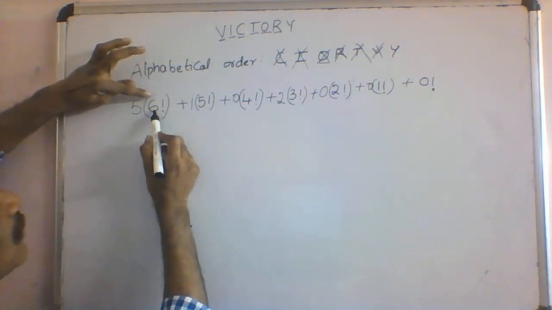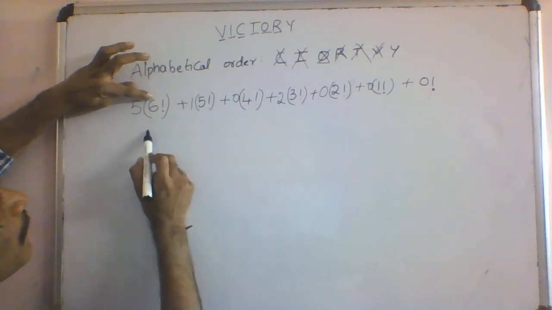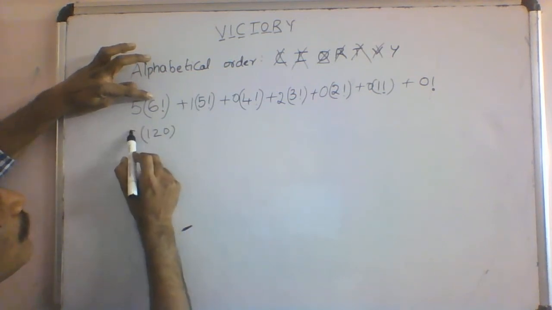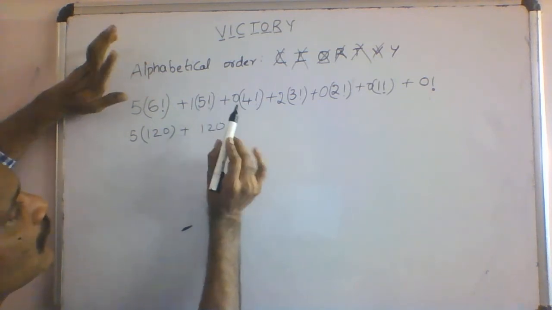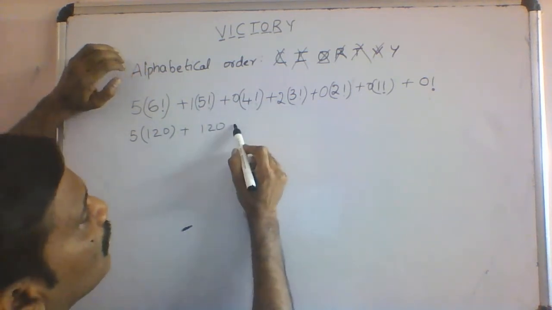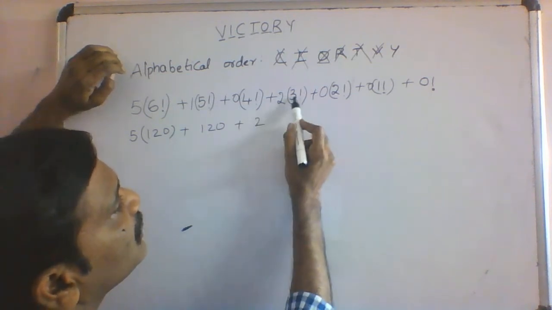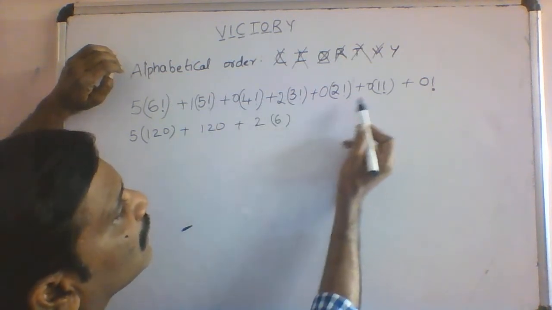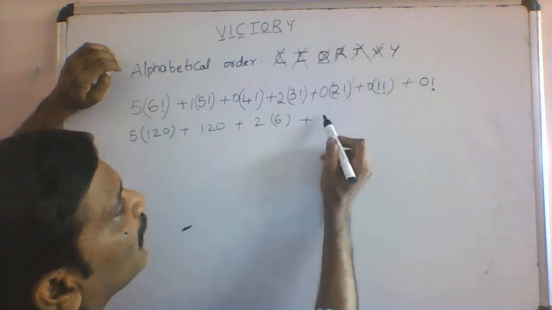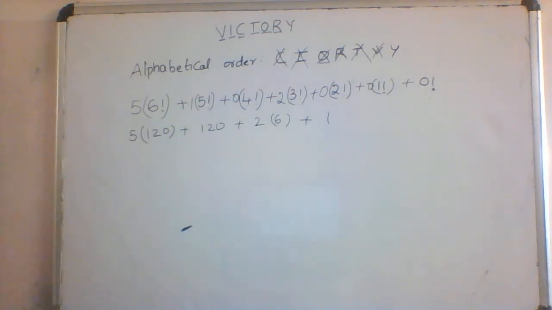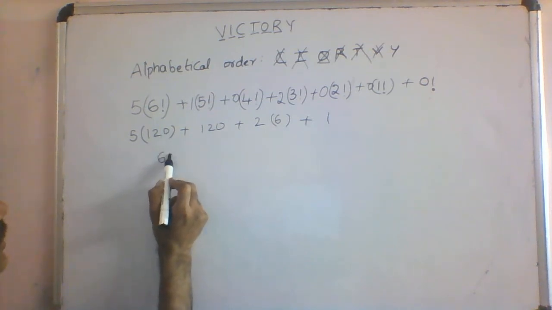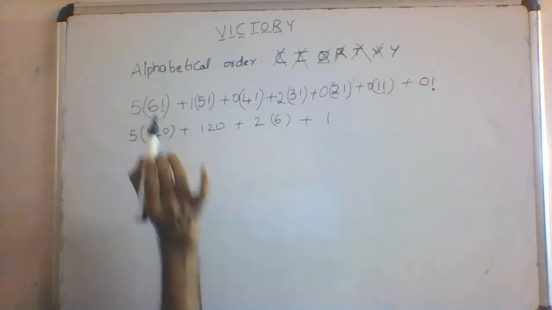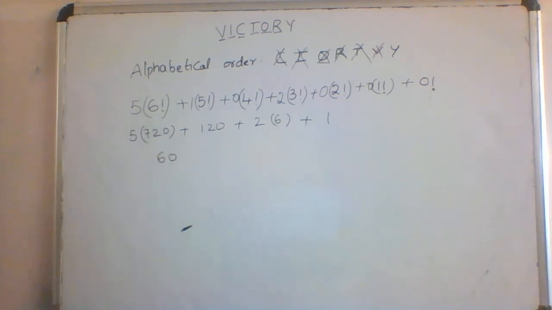So here 6 factorial means 120 times 5. 5 factorial means 120 into 1, 0. And here it is 2 times 3 factorial means 6. And at last this is 0, this is 0 and that is 1. 12, 5, 60 and 0 is there. So it is 600. Sorry, this is 720. 6 factorial is 720.